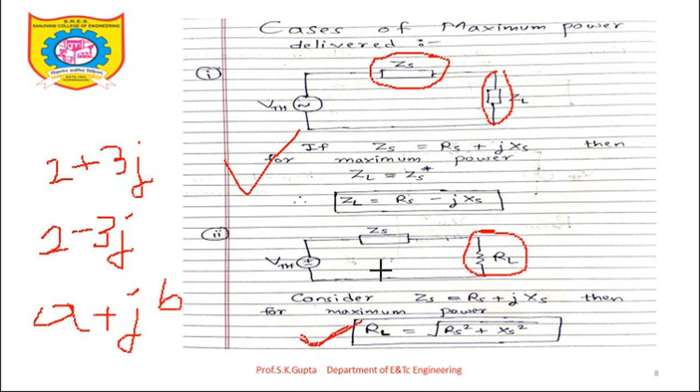Once again I will repeat. First case, both are having complex impedances. In that case, ZL should be the complex conjugate of ZS, then only maximum power will be delivered. Second case: our source impedance is complex but our load is purely resistive. In that case, the load should be under root of RS square plus XS square.